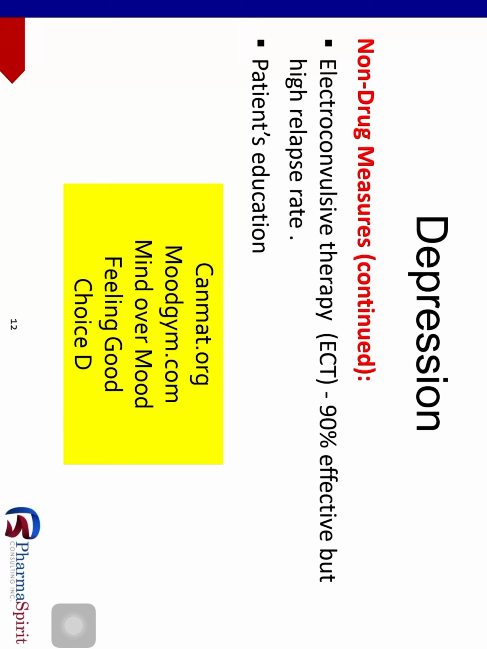These resources can be websites like the canmat.org website or moodgym.com. You also can provide the patient with self-help books like Mind Over Mood and Feeling Good. CanMat also developed a book called Choice D, which discusses the guidelines for managing depression in patient-focused language. So you can provide the patient with these resources in your attempt to educate the patient on depression.